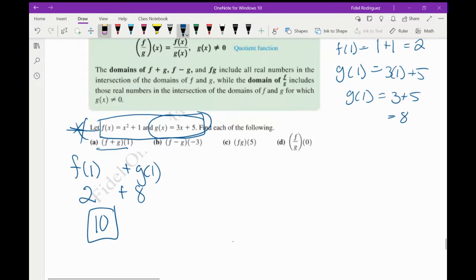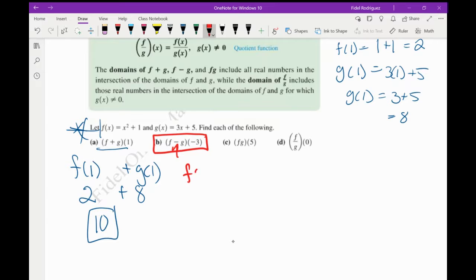So think about it like this. Take a look at the next one here. The next one says, what is f minus g of negative 3? What am I doing here in the middle? I'm subtracting, right? So that means I'm going to find f of negative 3. I'm going to find g of negative 3. And then I'm going to subtract. Right here, it's already given me that value. You see what I mean? It's given me the value that it's telling me to use, right?